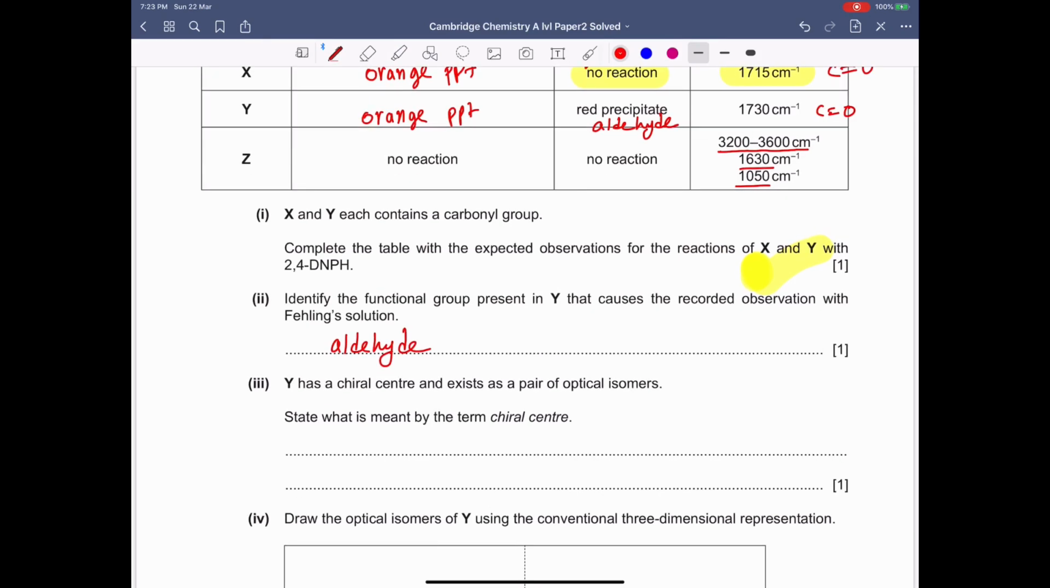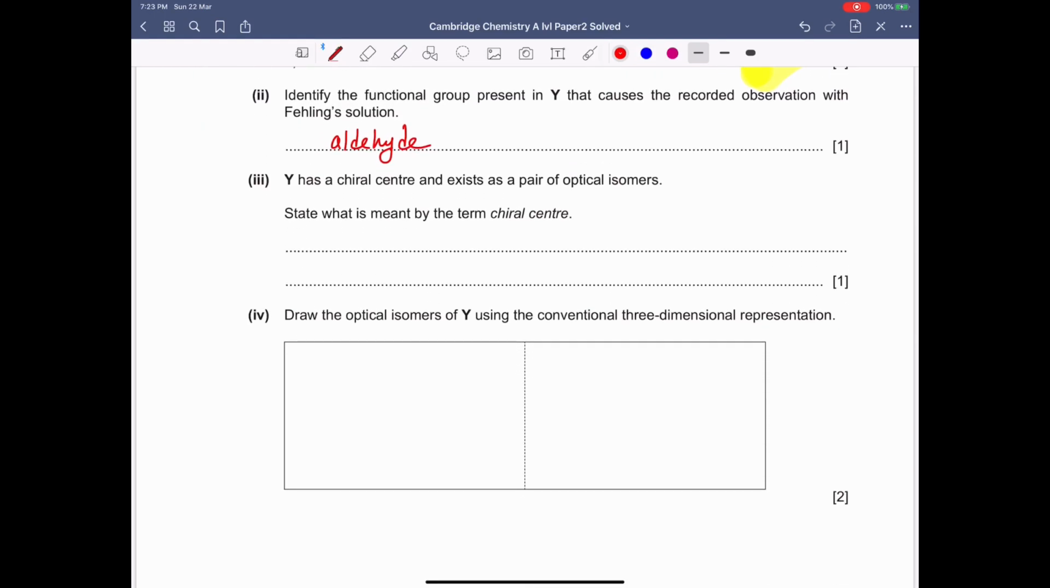Okay. Y has a chiral center and exists as a pair of optical isomers. State what is meant by the term chiral center. So a chiral center is usually a carbon that has 4 different groups attached to it.